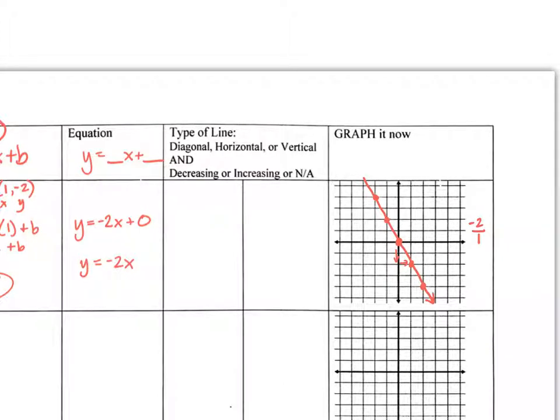We want to think about is this diagonal, horizontal, or vertical? So it is definitely a diagonal line. And then is this decreasing or increasing? If it's diagonal, it's going to be one of those. If it's horizontal or vertical, it's not decreasing or increasing. So from left to right, this is going downhill. So we call this a decreasing function.